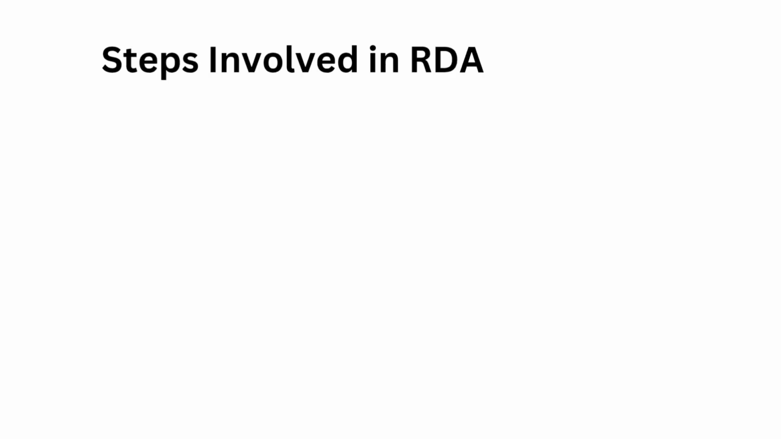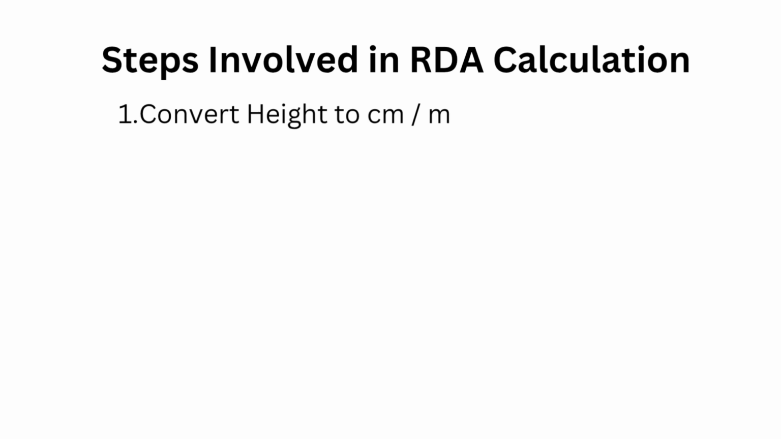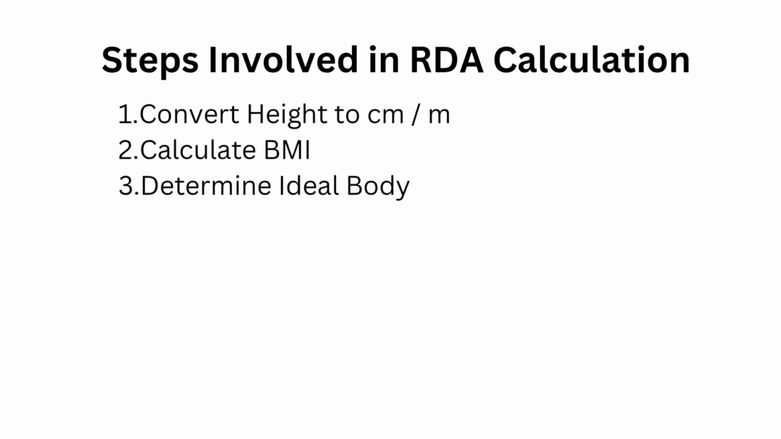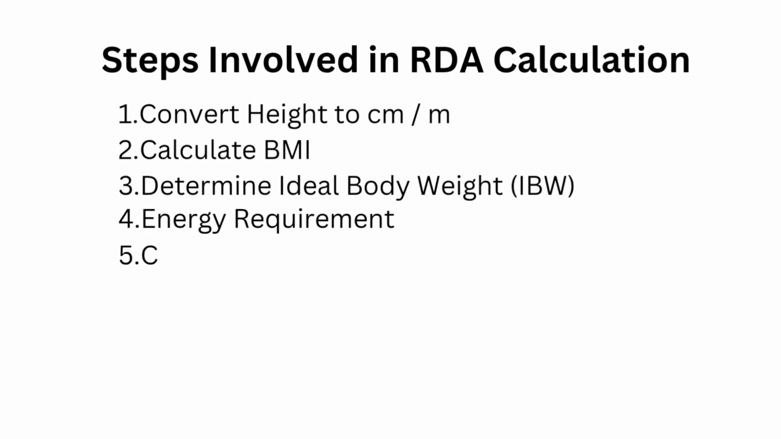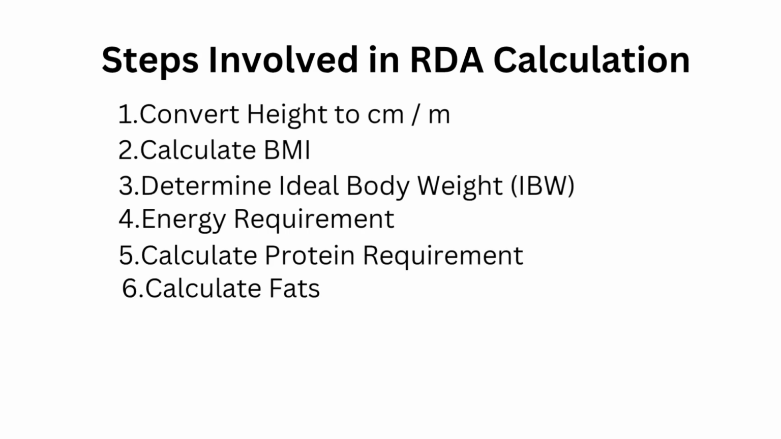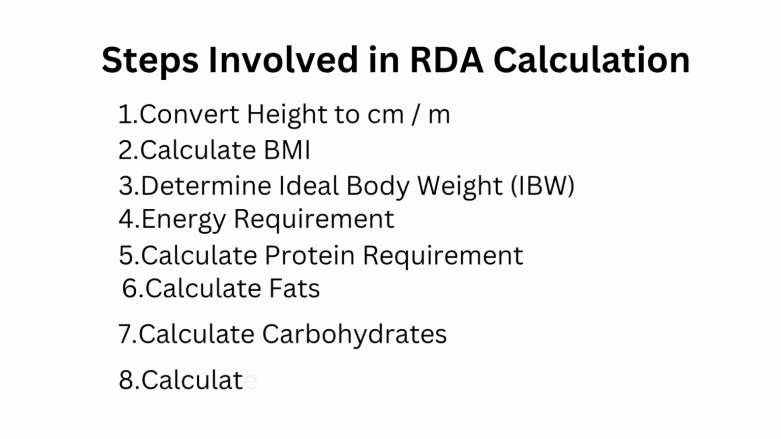Now we know what RDA is and why it's important. Let's see how we actually calculate it. There are a few steps involved, starting with height conversion, then calculation of BMI, then determination of ideal body weight, which is IBW, then energy requirement, and then protein requirement, fat requirement, calculation of carb requirement, and fiber. We'll go through each step one by one. So by the end, you will know exactly how to calculate RDA for macronutrients and micronutrients.